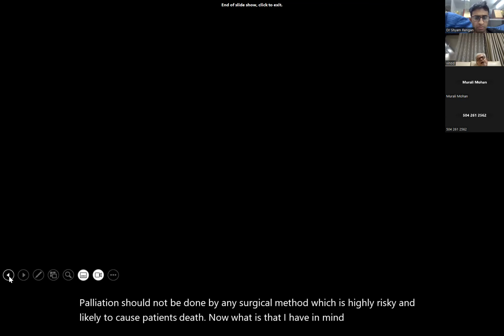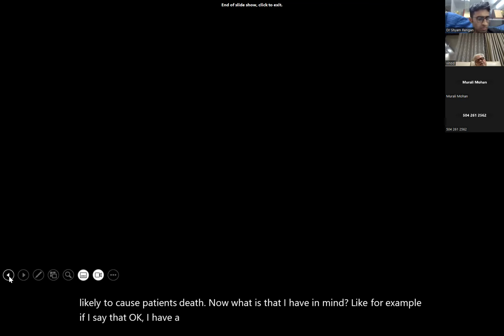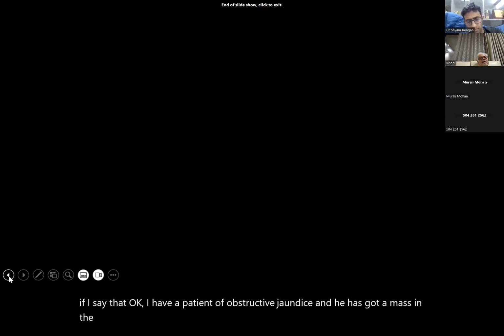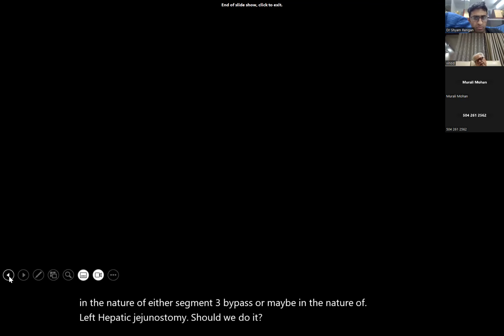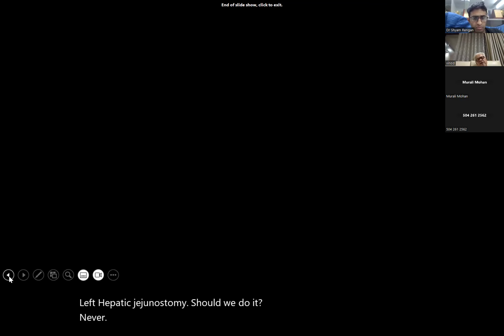For example, if I have a patient of obstructive jaundice and he has got a mass in the hilum, and we can plan and do a surgical bypass. And the surgical bypass will be in the nature of either a segment 3 bypass or maybe a left hepatico-jejunostomy. Should we do it? Never. If preoperatively we know that the disease is unresectable, we will never like to do any bypass surgically. These patients are only amenable to bypass by endoscopic method.